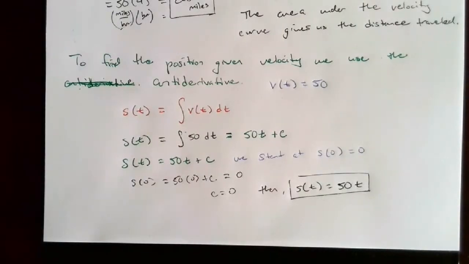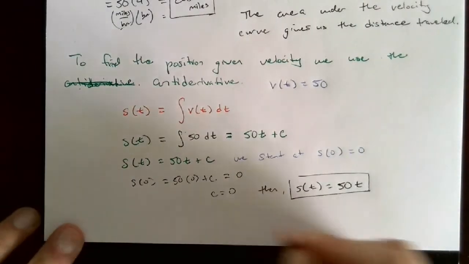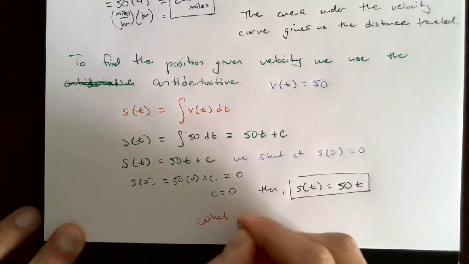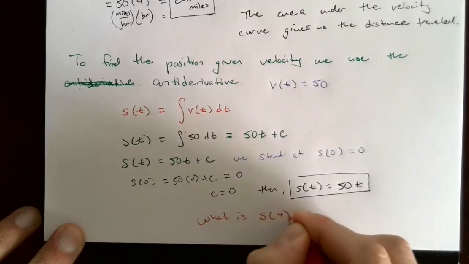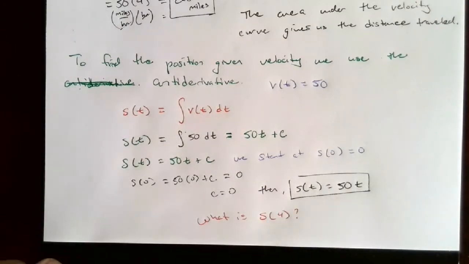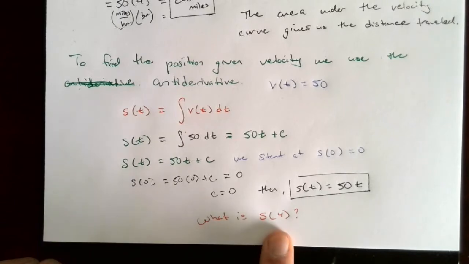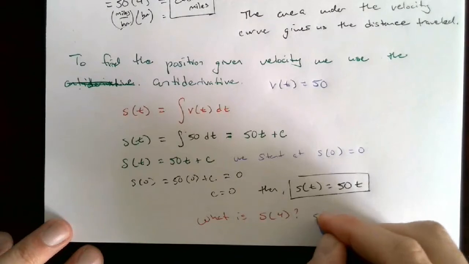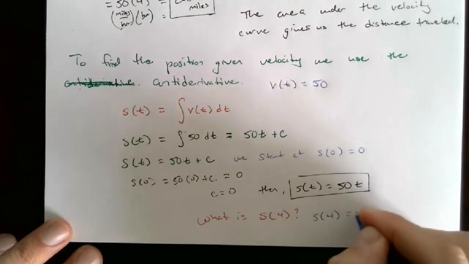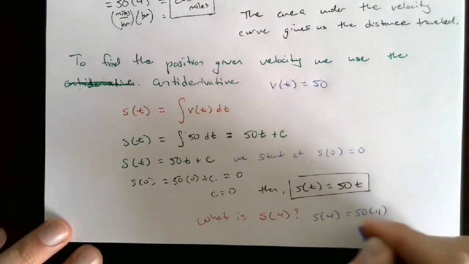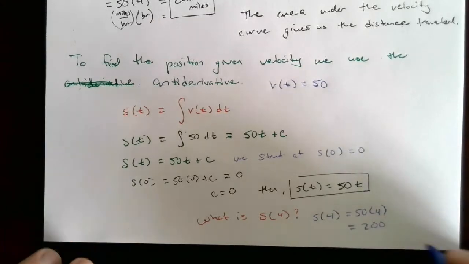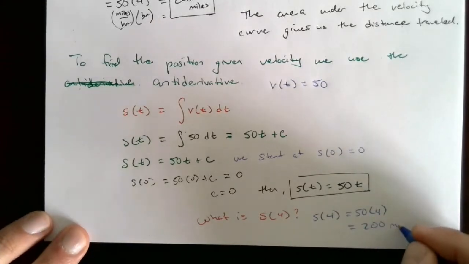So if I asked you what is s of 4, it's saying what is the position at a time of 4 hours? Well, we would substitute in, s of 4 equals 50 times 4, and that equals 200. Remember, the units on this is position, so this goes back to being miles.